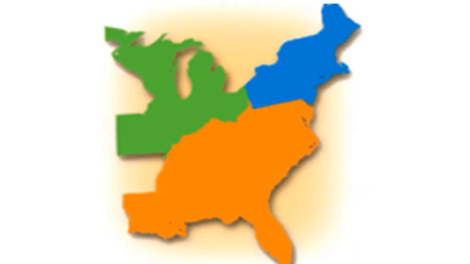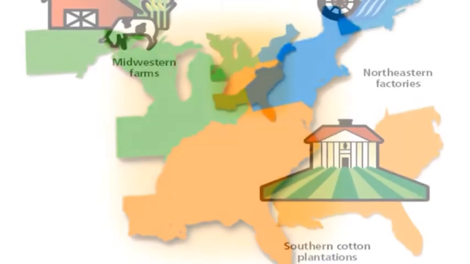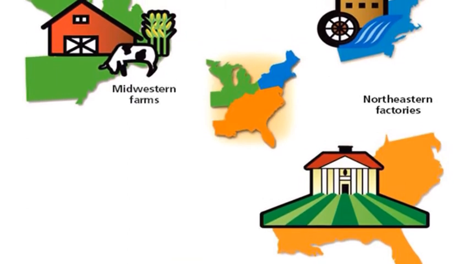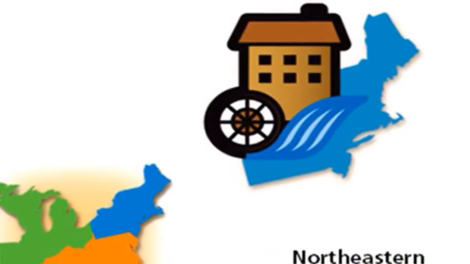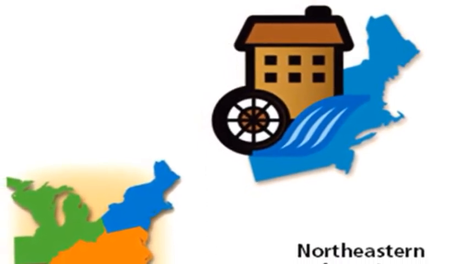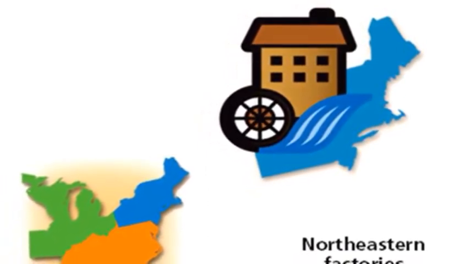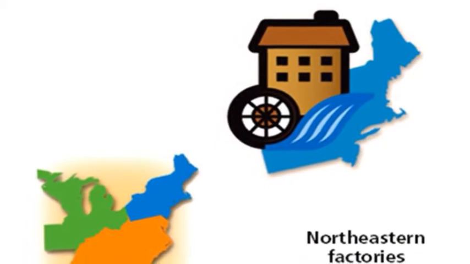We also began to develop into different regions, as seen here, the three major regions during this era. Now, they're going to be the southern plantations, the northeastern factories, and the midwestern farms. We'll start with the northeastern factories. As you can see in this illustration, those were factories that pretty much ran on the water power provided by the rivers in that region.